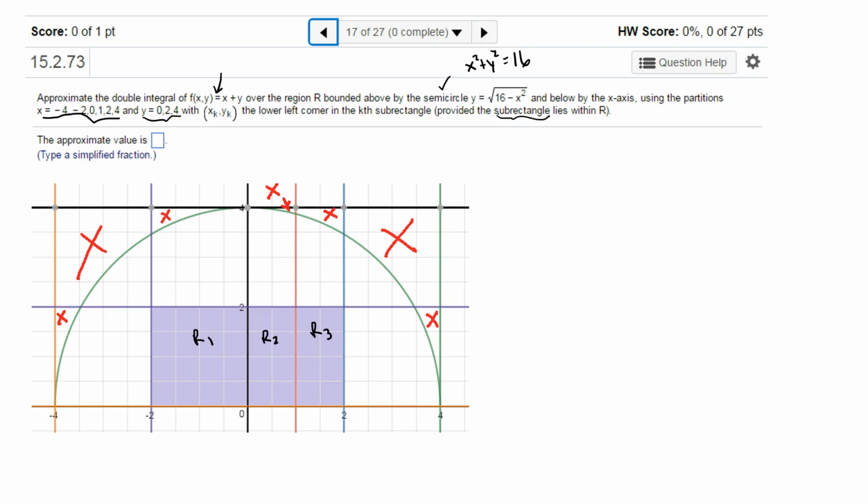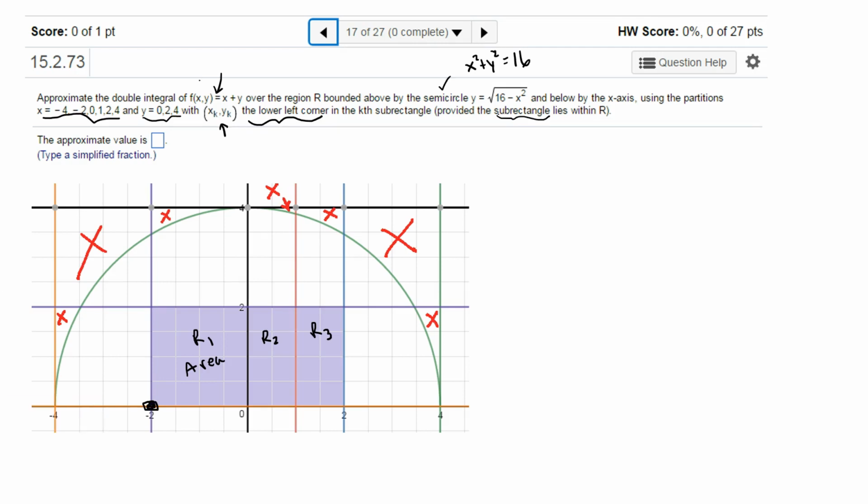Now imagine this is the floor. Your surface is the plane z equals x plus y. And so to get the rectangular prism, we have to take the area of the base and multiply it by the height of that rectangle. They tell us to get the height of the rectangle by using the lower left corner for your evaluation point of each of these rectangles. And so lower left corner would be here.